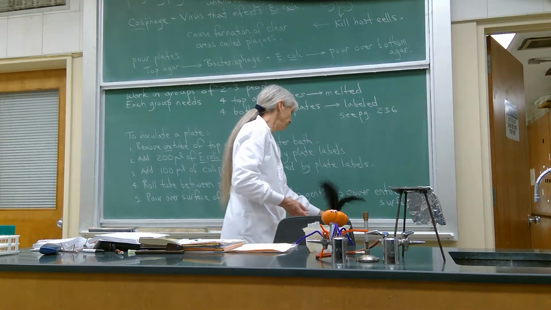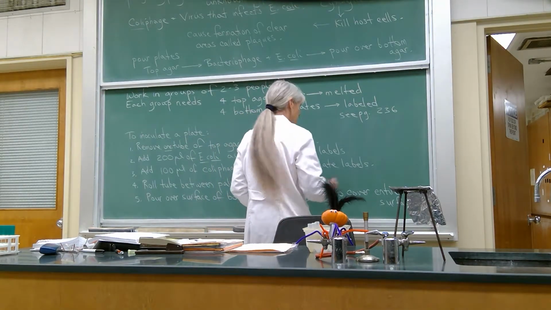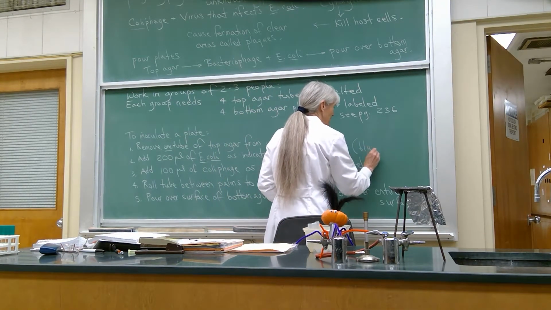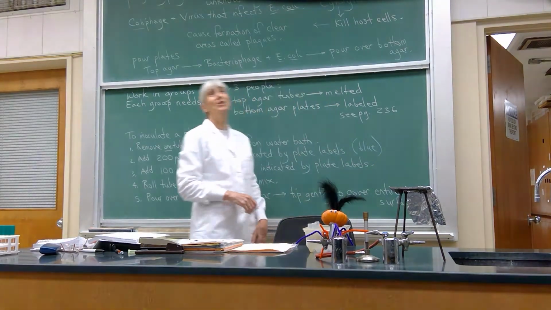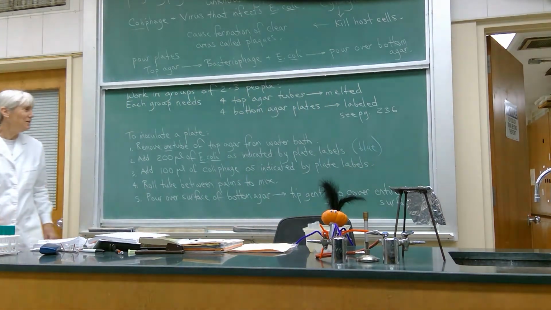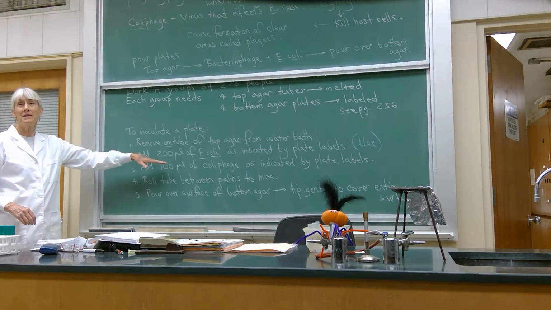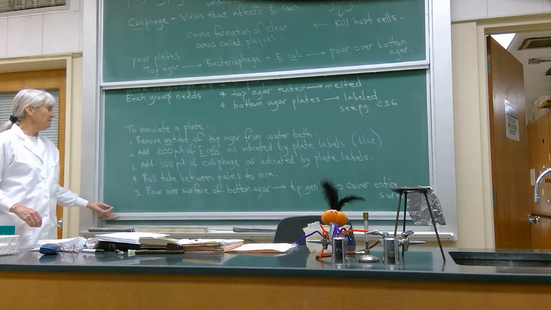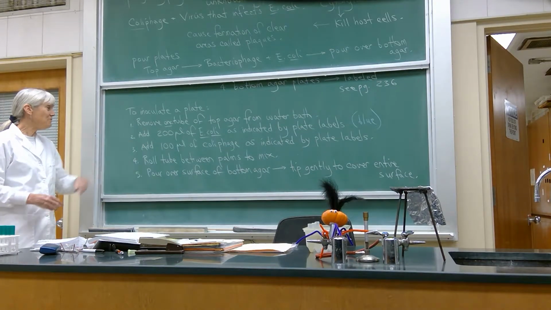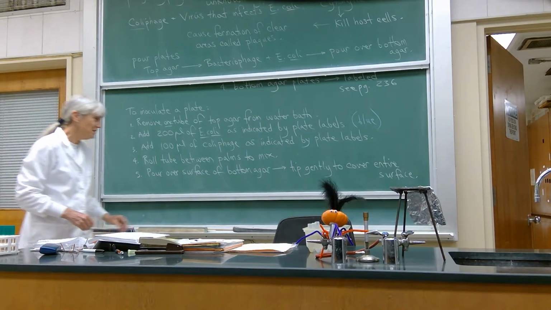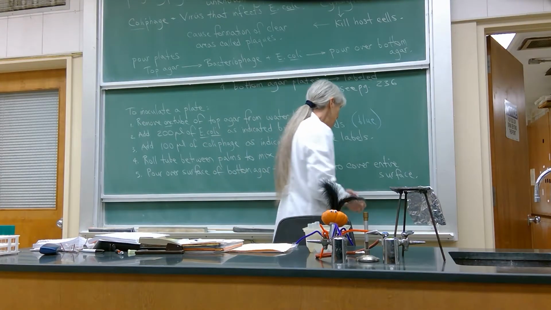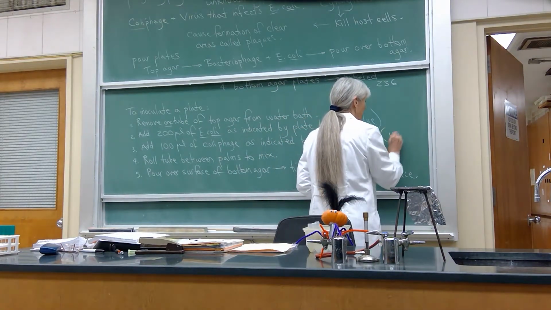So, yellow, white, blue, red, pink. Turquoise. Blue. Knew I'd get there eventually. Remember, set it to 200 microliters. Okay. Then you're going to add 100 microliters of the phage. That's yellow.